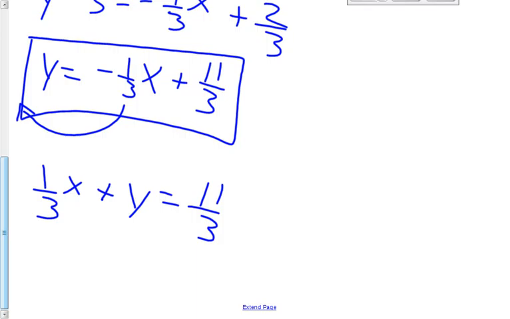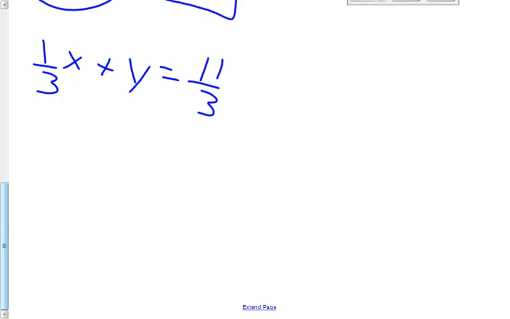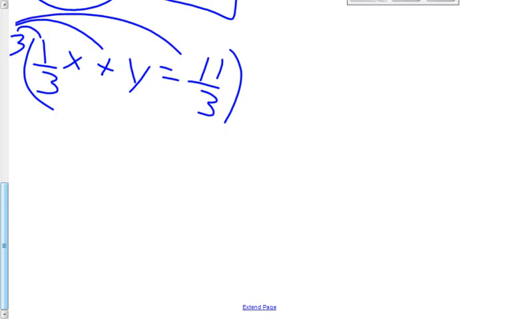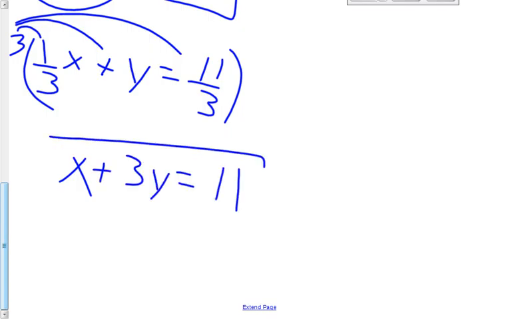And lastly, we can't have any fractions. Fractions are no good in standard form. So let's get rid of those denominators of 3 by multiplying by 3. Multiply by the first term, by the second term, and by the third term. A third times 3 is 1x plus 3y equals 11. X plus 3y equals 11. All right, perpendicular.